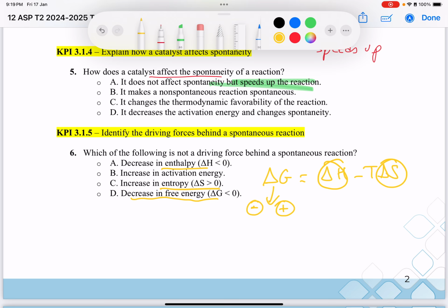So the free energy is the spontaneity of a reaction. All of the following are affecting or the driving force of a spontaneous reaction, except the activation energy. An increase in the activation energy means that if we stop using a catalyst, a reaction will slow down.